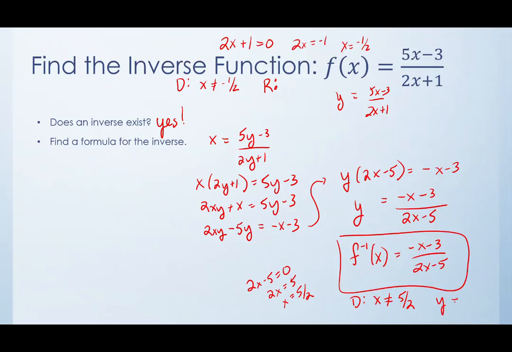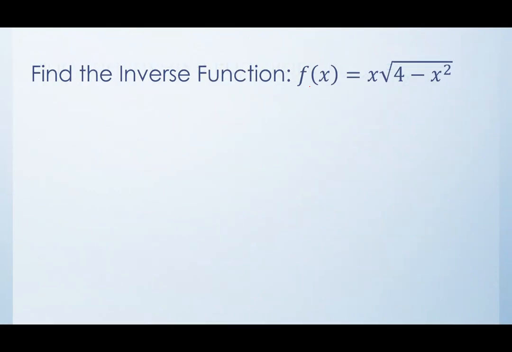So y can't be -1/2. And up here, remember how we looked at the original function and said it looks like we have that horizontal asymptote at 2.5? That's exactly where it is. So 5/2. So we've done the domain and the range for each, and we've added it to the graph. And we've got one more, but it's almost 5 minutes, so we'll break for the next video.